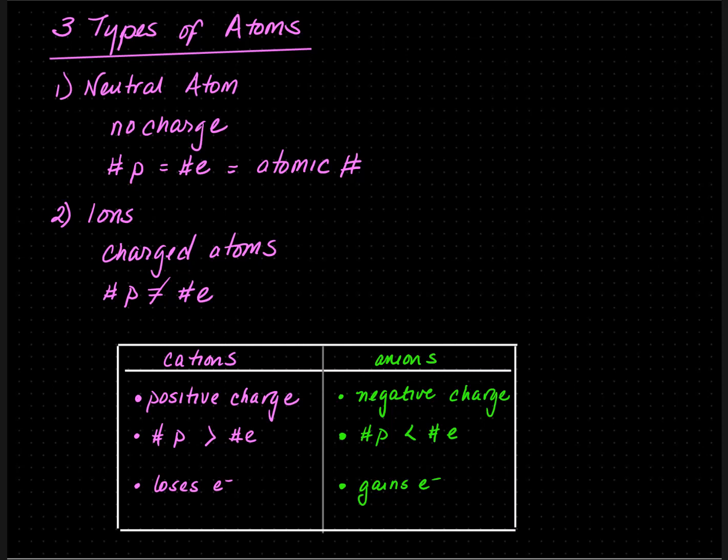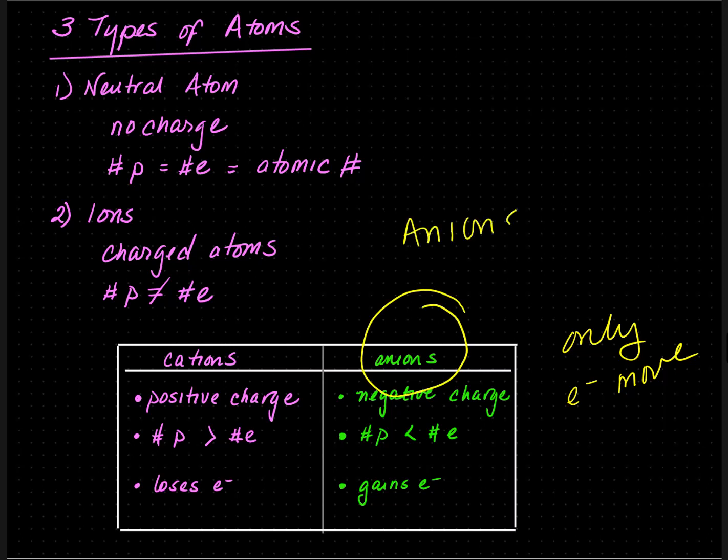Ions are charged atoms. The number of protons does not equal the number of electrons. There are 2 types of ions, cations and anions. A cation is a positive charge. Therefore, the number of protons is greater than the number of electrons. It loses electrons. Remember, only electrons move. Anions are negatively charged atoms, in which the number of protons is less than the number of electrons. Therefore, it gains electrons. The easiest way to memorize this: anion is a negative ion.